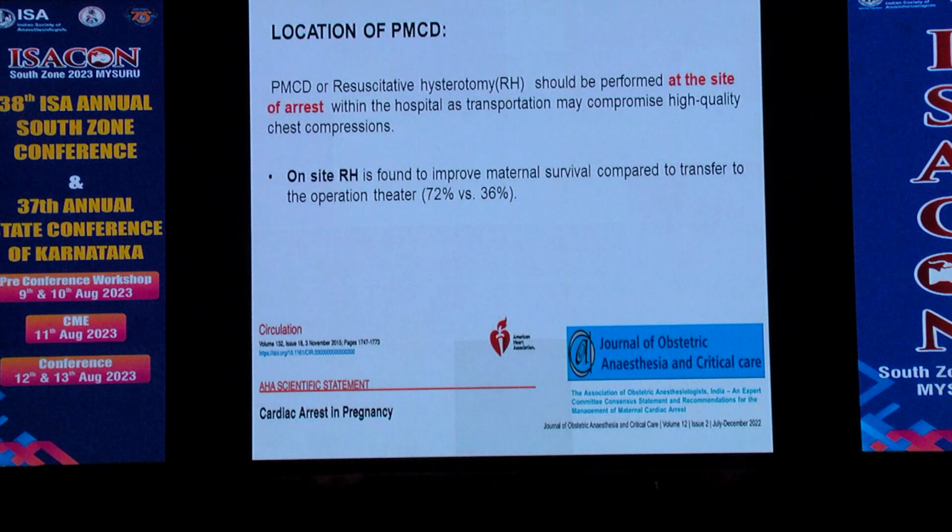So where should it be done? The PMCD, also called resuscitative hysterotomy, should be performed at the site of arrest, instead of shifting the cardiac arrest patient to the OR, because it may compromise high quality chest compression. Evidence has shown that on-site RH, that is resuscitative hysterotomy, improves the maternal survival rate compared to the operation theatre, that is 72% versus 36%.